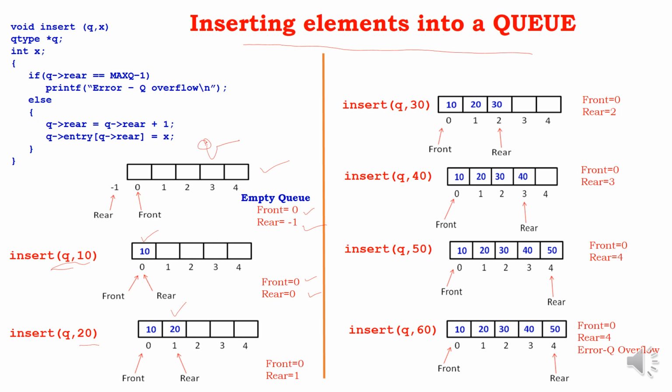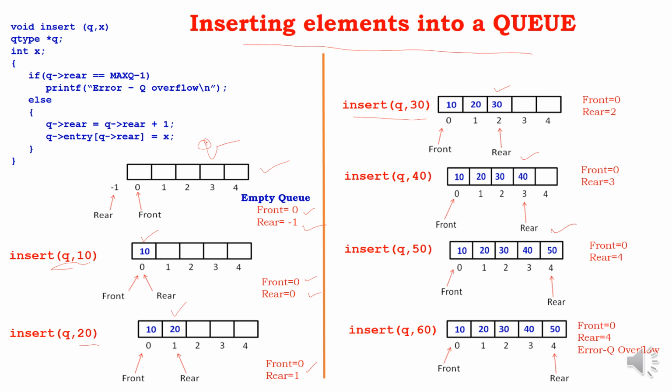Again you want to insert one more element. Insert q comma 30. 30 is going to be inserted in the next position of rear. Rear is already 1, so the next position is 2, and 30 is placed there. In the same fashion 40 is placed, and in the same fashion 50 is placed.